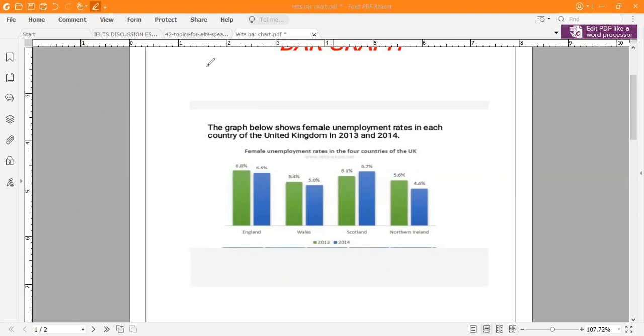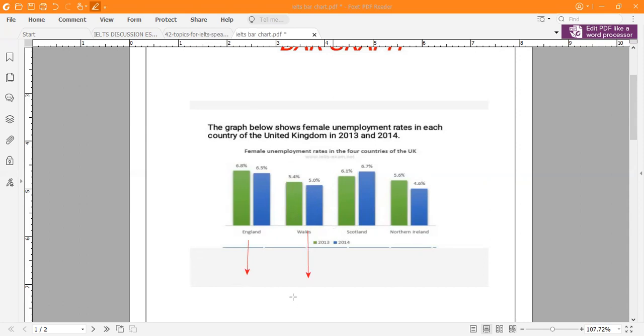Okay, so here we have actually decrease. هنا انخفاض. في 2014 انخفاض. طيب نشوف مثلا في ويلز the percentage actually of unemployment in 2013 كانت 5.4. طيب و2014 نزلت إلى 5. إذا هنا نزول.